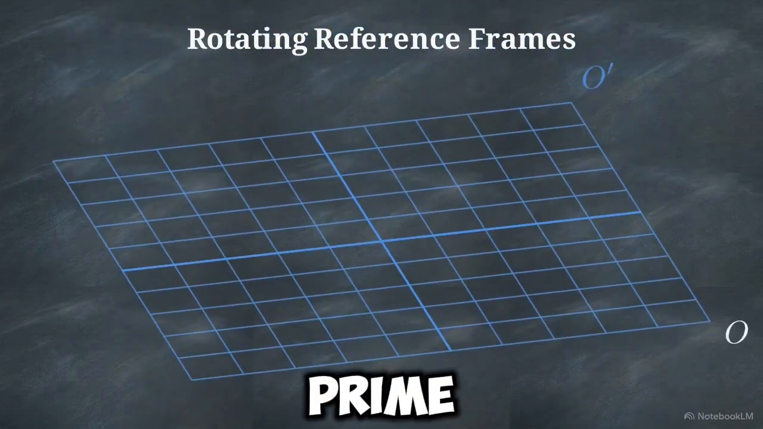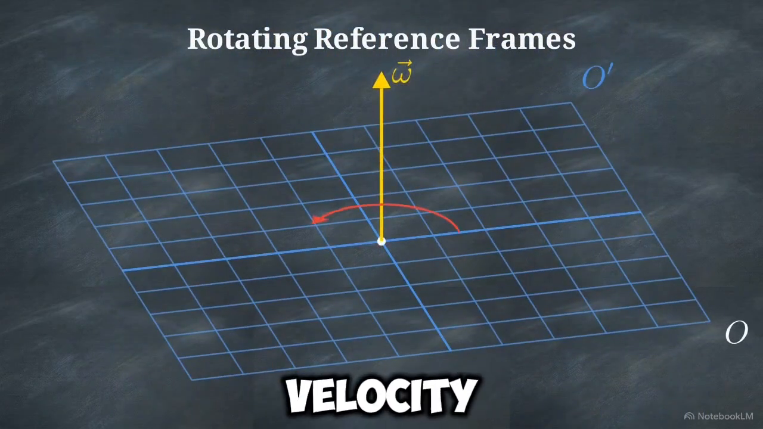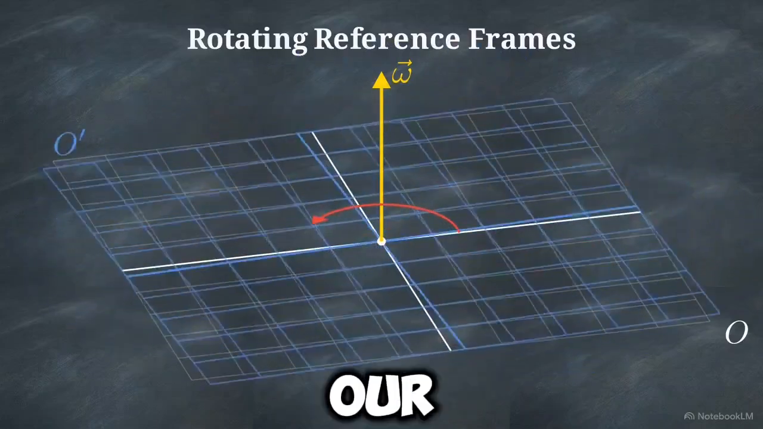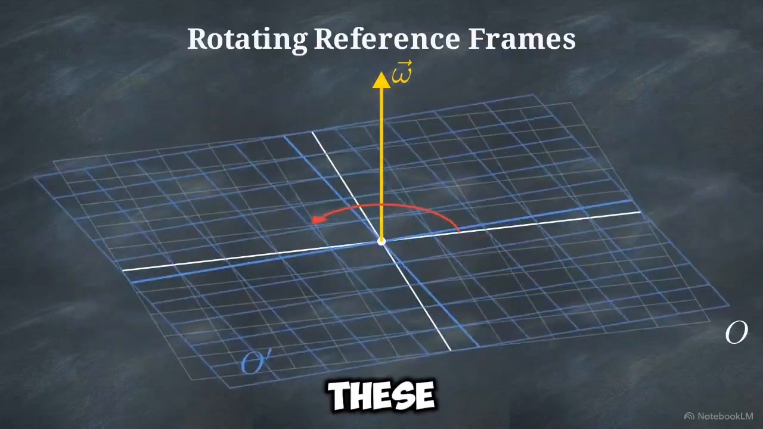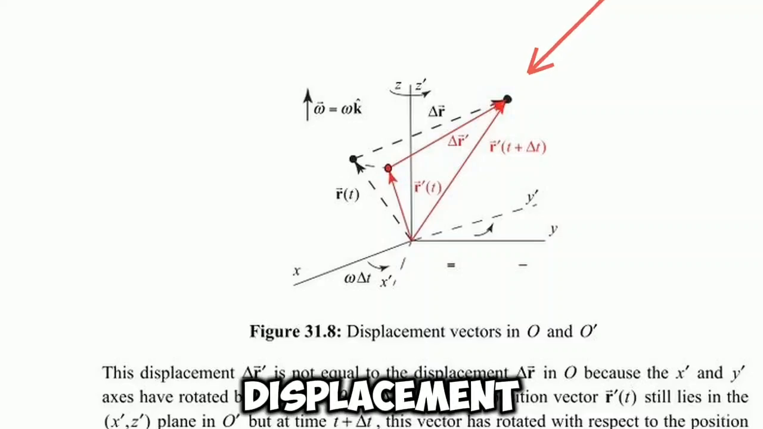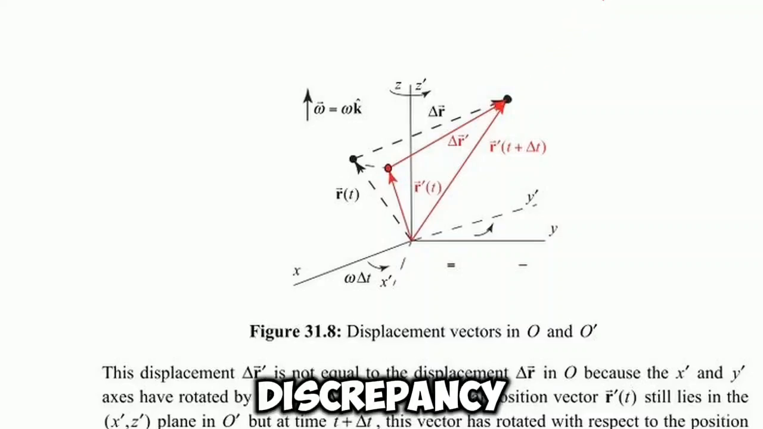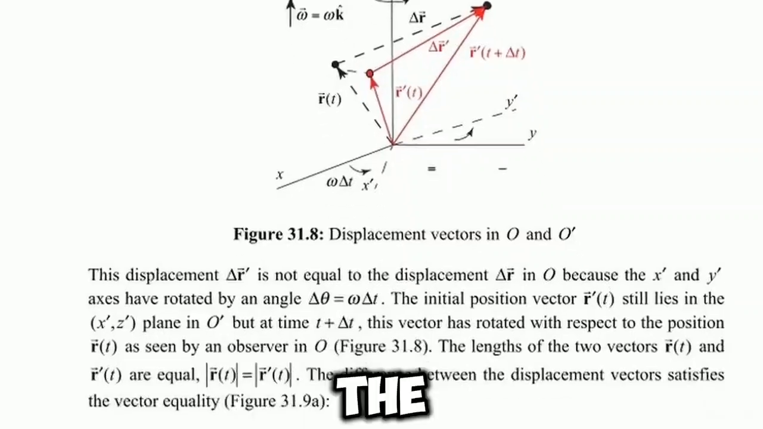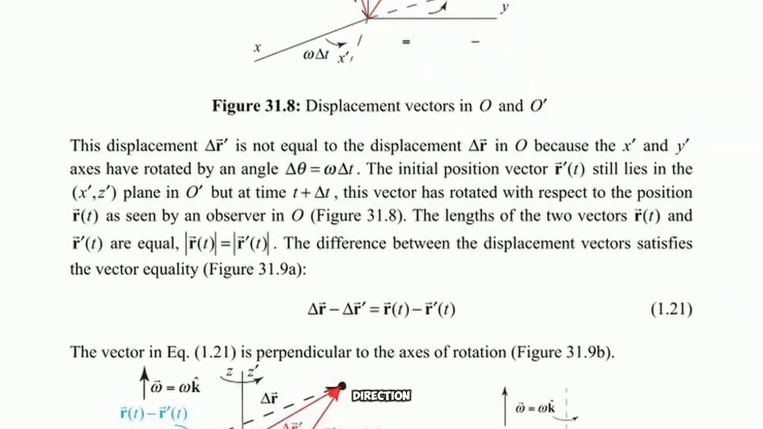Imagine frame O' rotating with an angular velocity relative to our stationary O. These diagrams track a single particle over a tiny time interval, delta t. During this interval, the x' and y' axes of the rotating frame have turned by an angle delta theta. The particle's displacement measured in the rotating frame is not equal to its displacement in the stationary frame. This discrepancy exists entirely because the axes doing the measuring have changed direction.